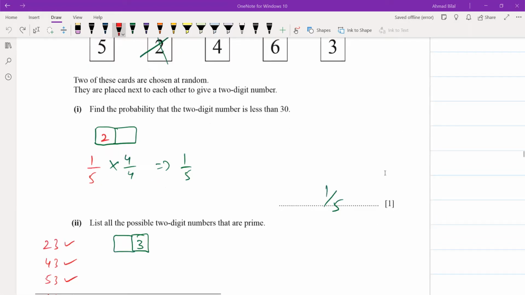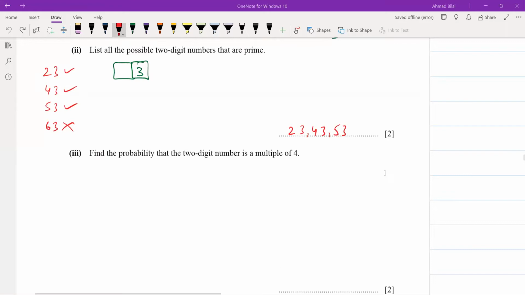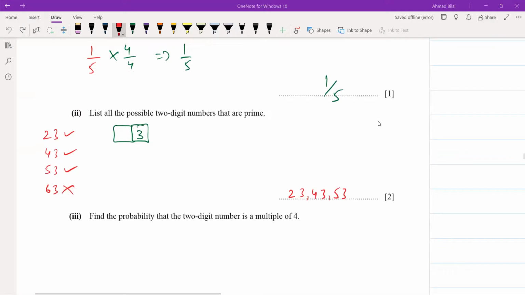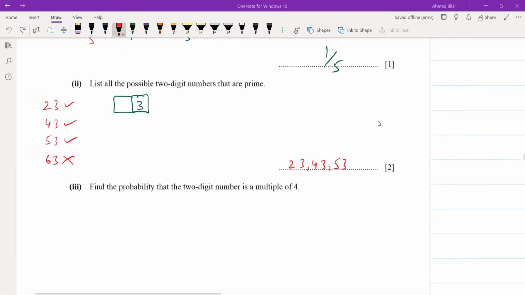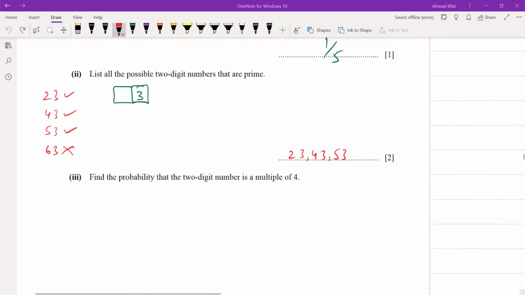All right. Now let's look at this. Find the probability that the 2-digit number is a multiple of 4. Multiple of 4. Again, think about it first. अच्छा multiple of 4 की क्या probability हो सकती है? Okay. अच्छा अब इसमें आप इसको छोटा कर सकते हैं किसी तरह से. Let me think about it.